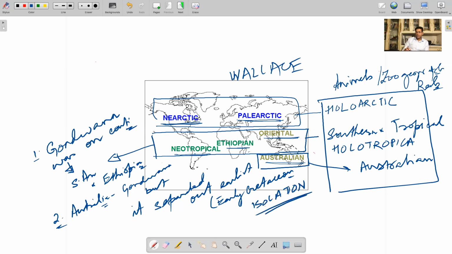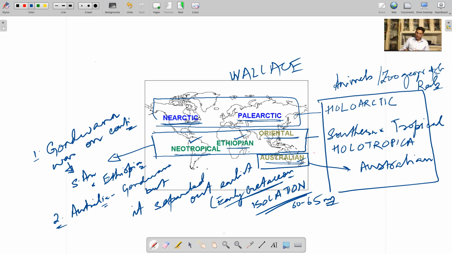So even if South America, Africa, and Australia were once part of Gondwana land, we do find similarities between South America and Ethiopia, but Australia stands out. Why? Because Australia broke off from Gondwana the earliest, as early as early Cretaceous, so almost a good 60 to 65 million years, it has been separate. So the evolution in Australia has been in a different direction compared to the others.